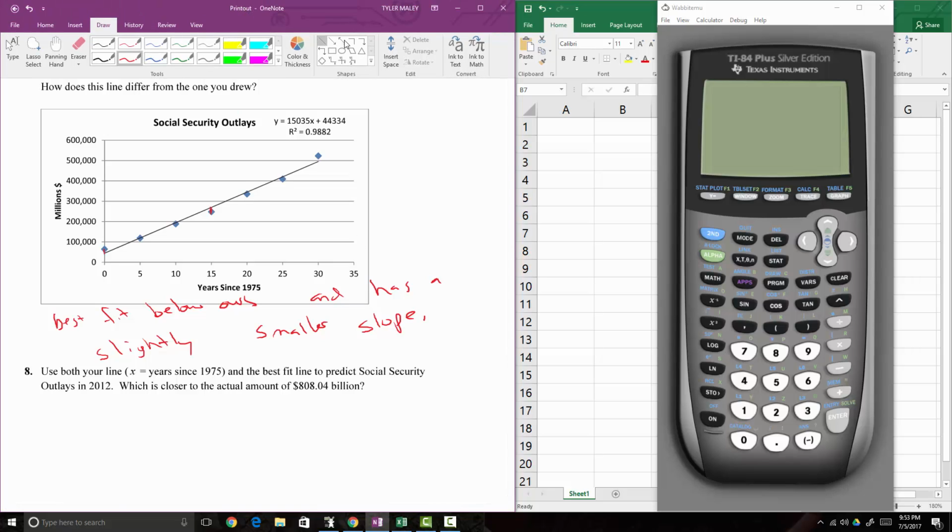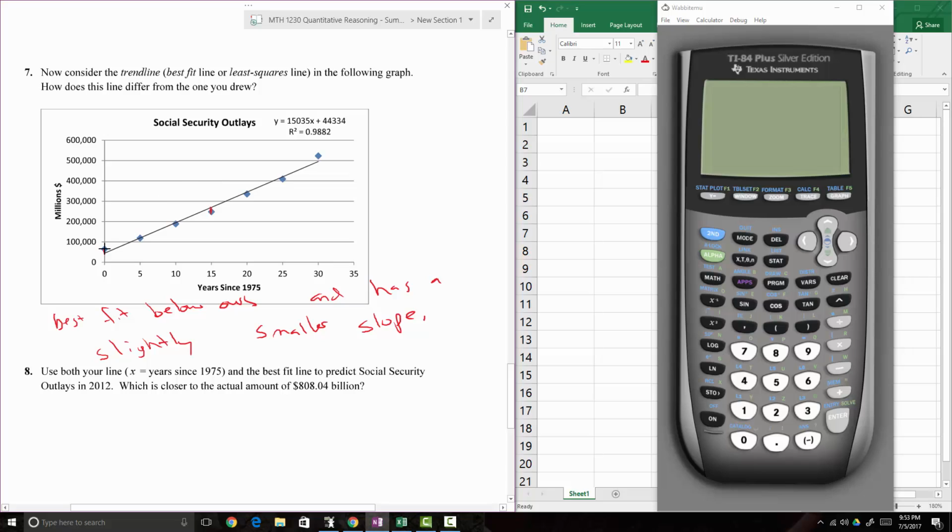Let me draw this really quick so you can see. We went through the first and the last point, so my line looks something like that. You can see how the least squares line is below ours, and it seems to have a slightly smaller slope. It's not as steep. It looks to be a little smaller.